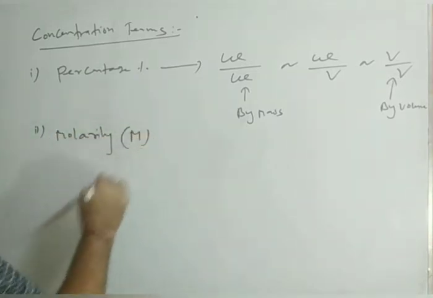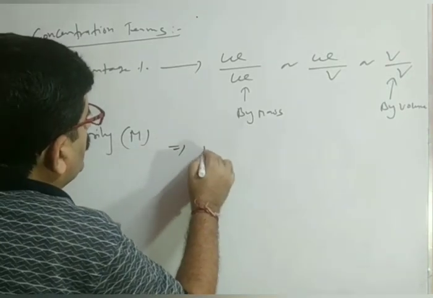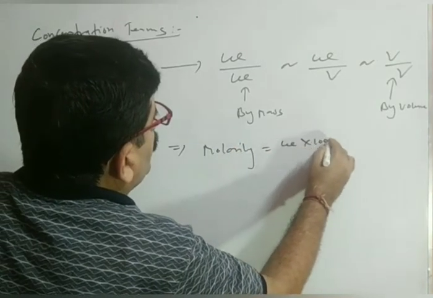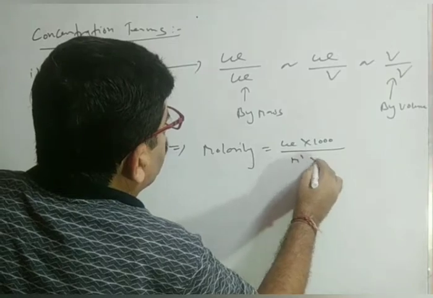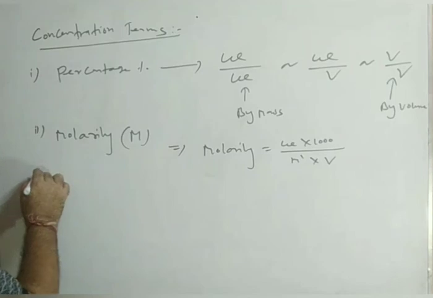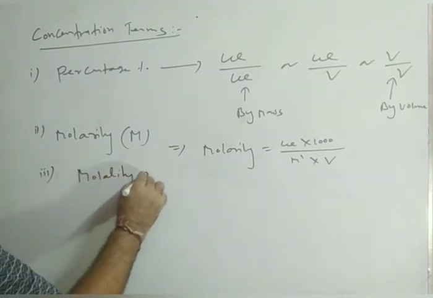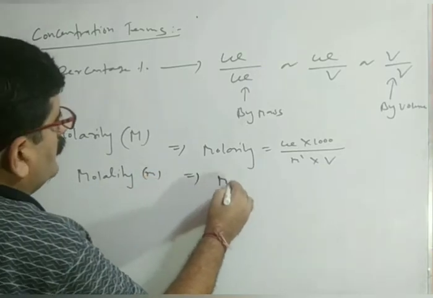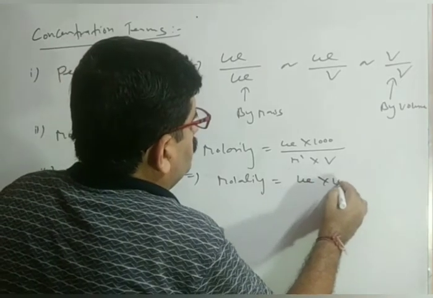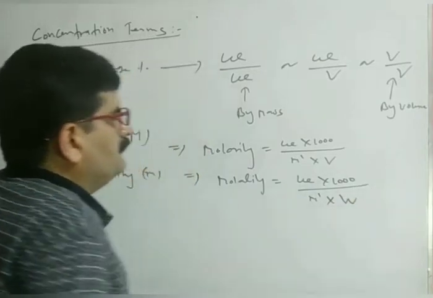Second one, molarity. It is represented by M. We can write what? Molarity is equal to weight into 1000 divided by M dash into V. Third, molality is small m. Molality is equal to weight into 1000 divided by M dash into W.